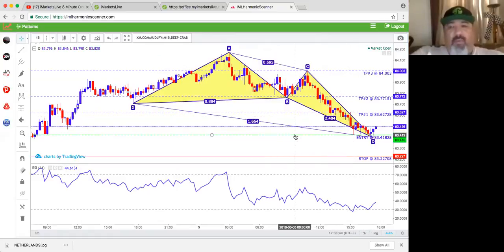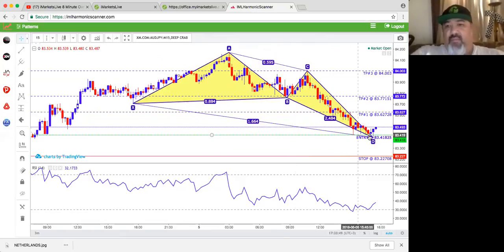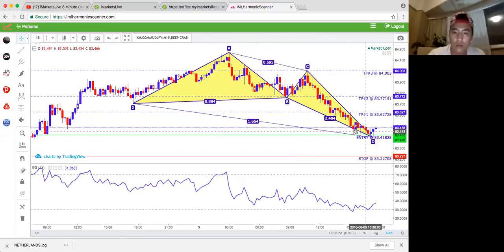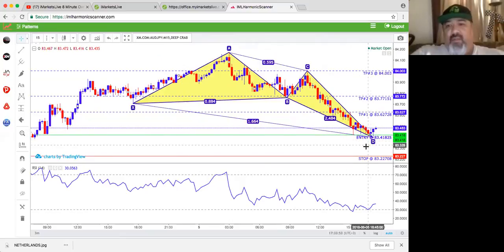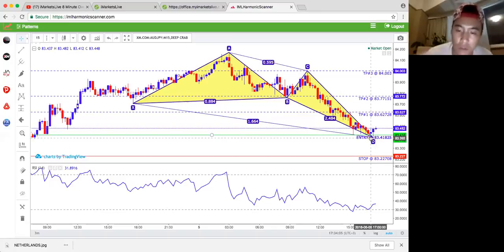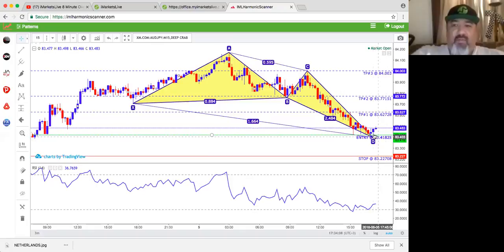Okay, going back to the Australian Japan, you see how this is a trade that we were in. You see how the trade is actually going up. So if somebody entered that trade when I said to enter, they should be in profit right now. You see here, we said to enter right around here. So ask people, if they're in profit on that particular trade, tell them to drop a 111.